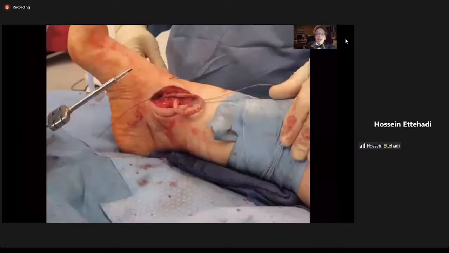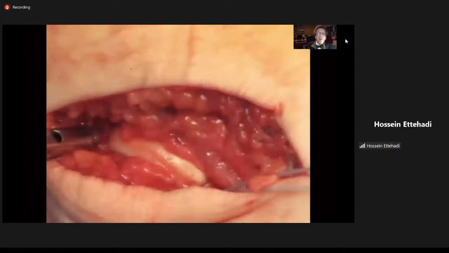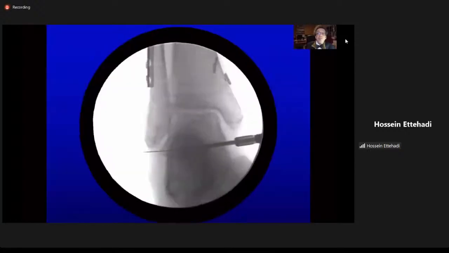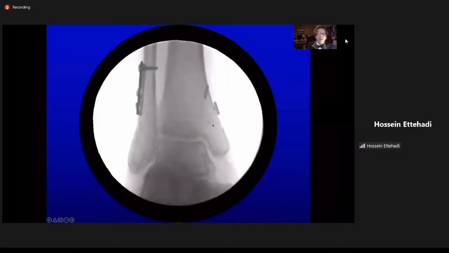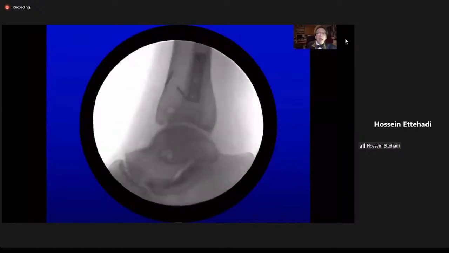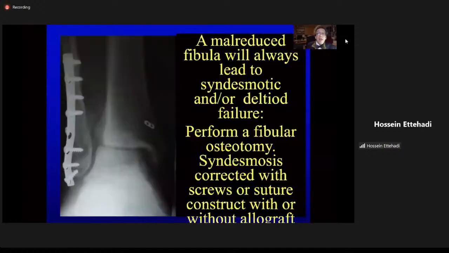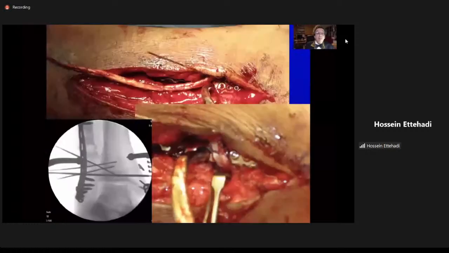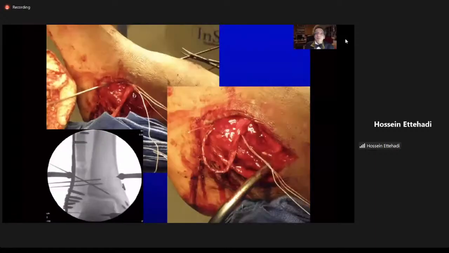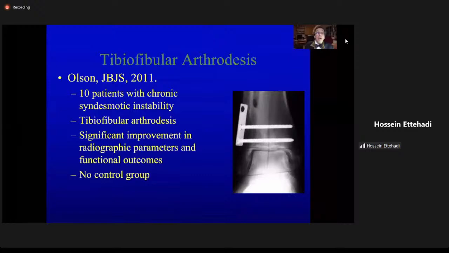Then fix it by pulling on it and securing it on both sides with Biotenodesis adhesive screws. Here's the screws going in. And so, reduction with two endobutton constructs and the allograft as well. And again, if you have a malreduced fibula, I recommend doing a lengthening of the fibula and then doing the allograft wraparound technique, which can give you a nice reconstruction.